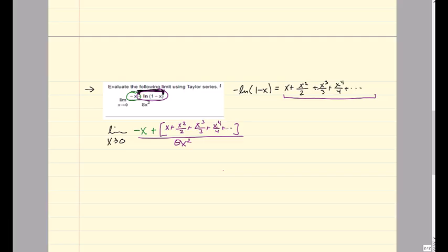Well, right away I see that the negative x and the plus x can cancel, and I'm left with the limit as x approaches 0 of x squared over 8x squared times 2 plus x cubed over 8x squared times 3 plus x to the 4th over 8x squared times 4. And of course this is dot dot dot dot. So we want to simplify this. So I have the limit as x approaches 0. The x squareds cancel here, and I'm left with 1 over 16.